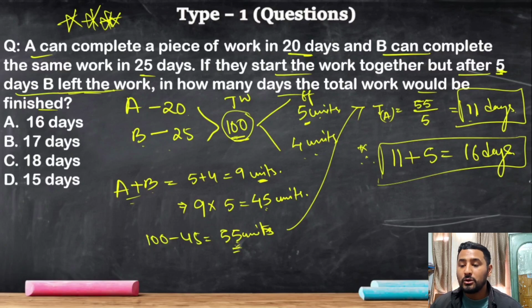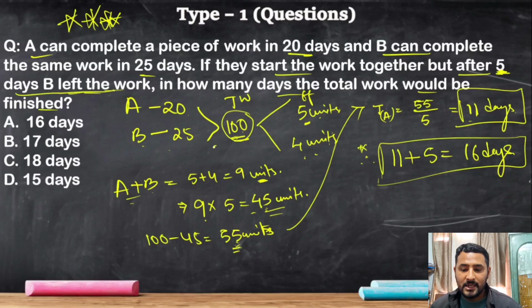Once again I'll repeat: for A and B, you should get the total work, then get the efficiency of A and B. Here in this case, 5 and 4. According to the question, if they start the work together, but after 5 days B left the work, it means A and B were working together up to 5 days, right? So the efficiency of A and B should be added first. That is 5 plus 4, which will be 9 units per day. But up to 5 days they were working. So what should you do? 9 into 5 to get the total work that A and B have completed.